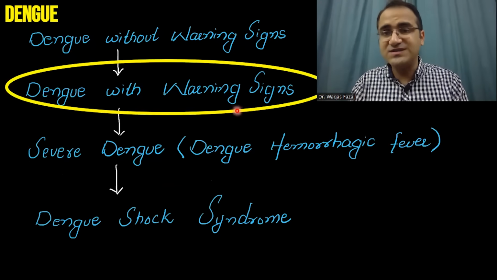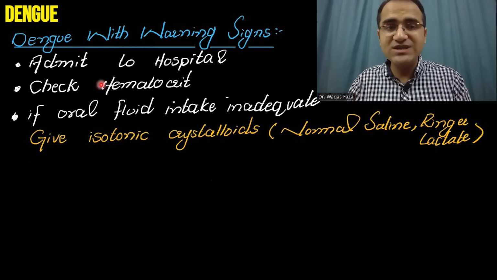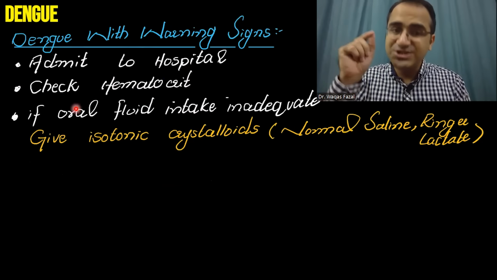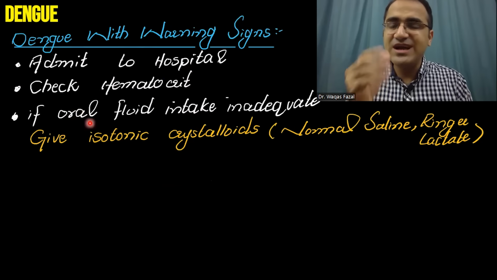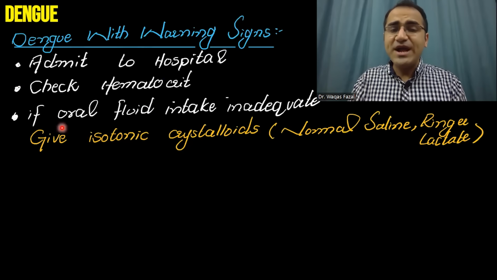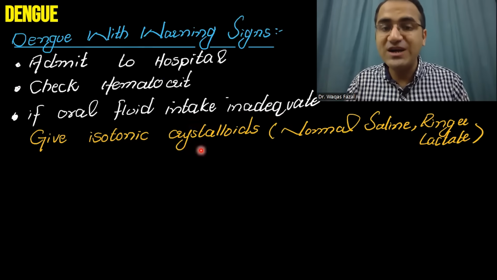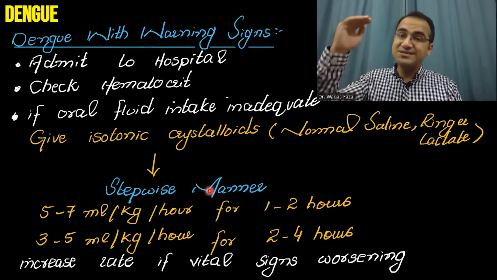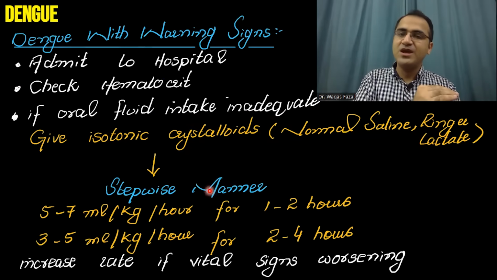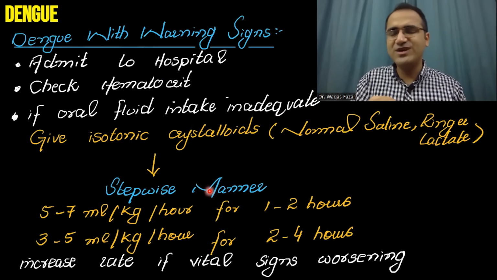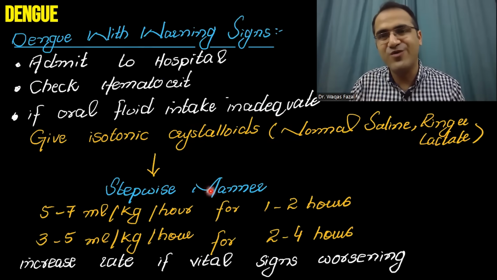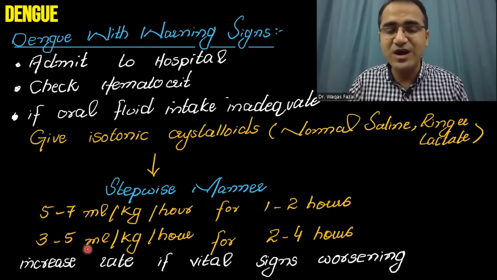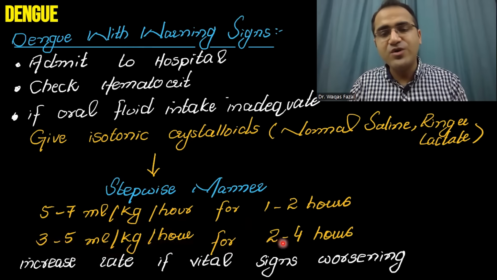Coming to dengue with warning signs, if the patient develops dengue with warning signs, you should admit the patient, take a blood sample and send it for hematocrit, check the vitals, and see if the patient is having adequate oral intake or not. If the oral fluid intake is inadequate, you should give isotonic crystalloids like normal saline or Ringer lactate, and you should give it in a stepwise manner. The stepwise manner is a step-down manner in which you slowly and gradually decrease the fluid administration so that the patient does not develop a fluid overload state. 5 to 7 ml per kg per hour for 1 to 2 hours, then 3 to 5 ml per kg per hour for 2 to 4 hours.